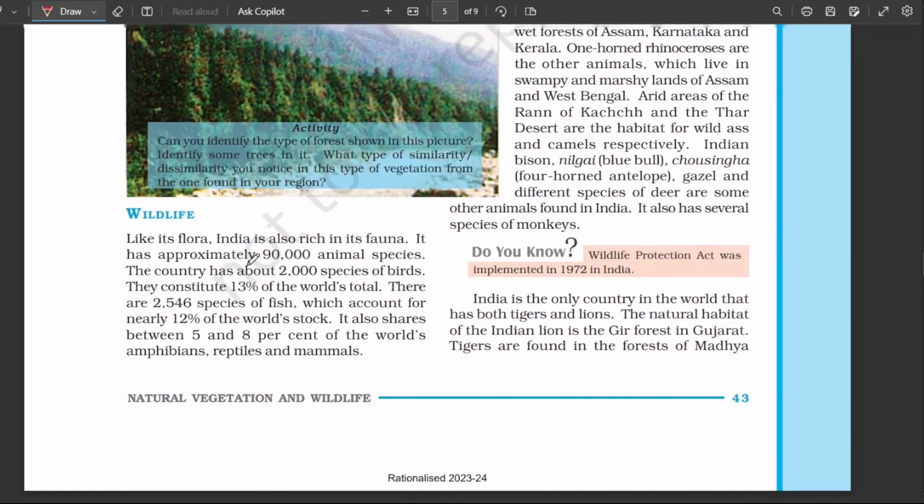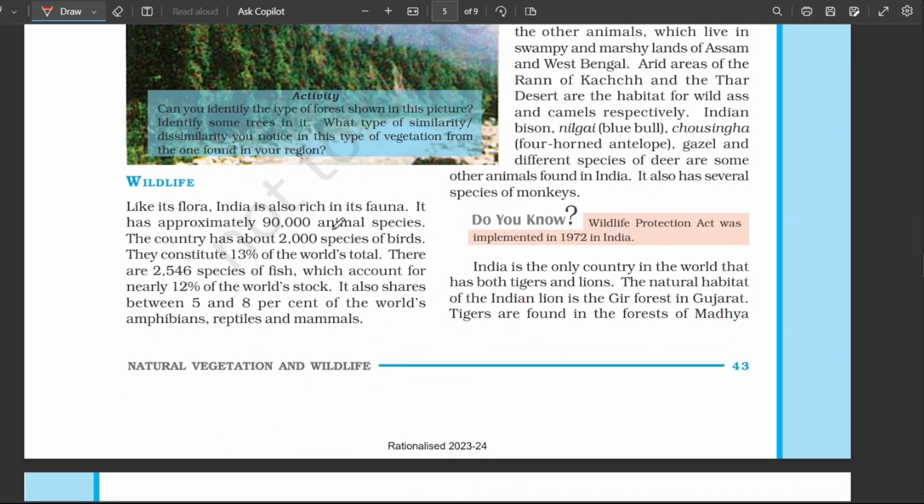Now coming to wildlife. Like its flora, India is also rich in its fauna. It has approximately 90,000 animal species. The country has about 2,000 species of birds. They constitute 13% of the world's total. जो 2,000 birds हैं, they are 13% of the total of world's bird species. And there are 2,546 species of fish, which account for nearly 12% of the world's stock. It also shares between 5 to 8% of the world's amphibians.